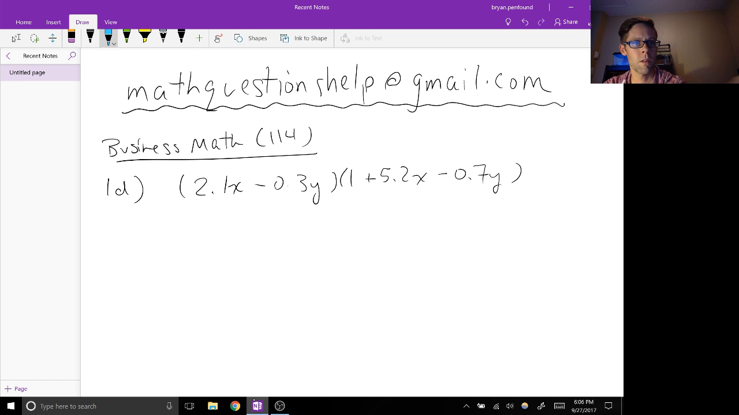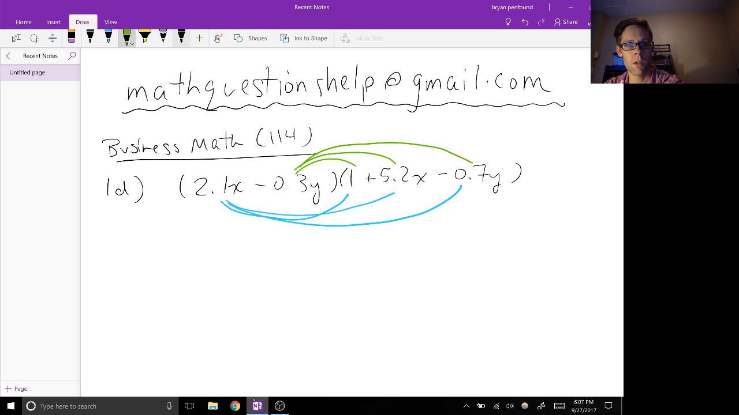Okay, so in blue, if I want to do a straight through expansion, I need to multiply this 2.1x to all the other terms. And in green, I need to multiply this negative 0.3y to all of my other terms as well. So I'm going to end up getting 6 different terms, 3 from the 2.1x and 3 from the 0.3y.